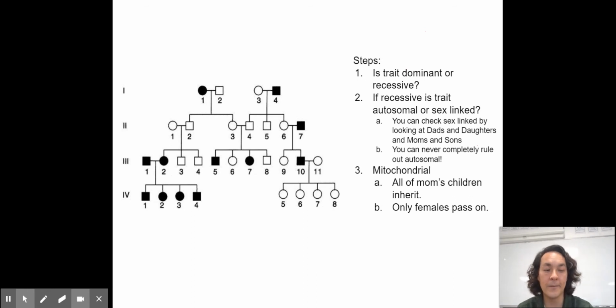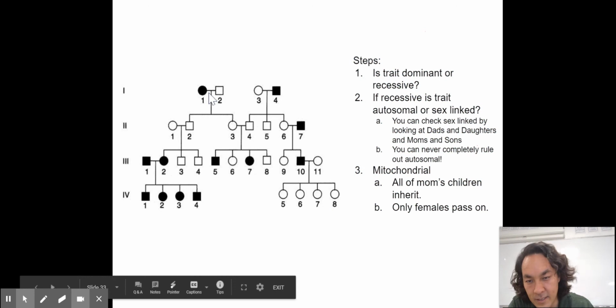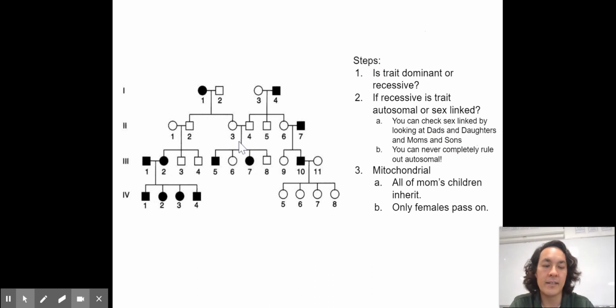Here, if we look at this trait, we see that it skips a generation. You need to look within the family lines. Here is a family line. Here is a family line. Here is a family line. Notice how in this family line, it skips generation 2. In this family line, it skips generation 2 as well. If it skips a generation, that is a recessive trait.